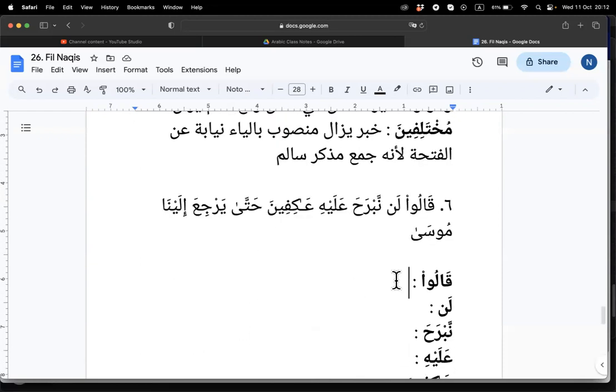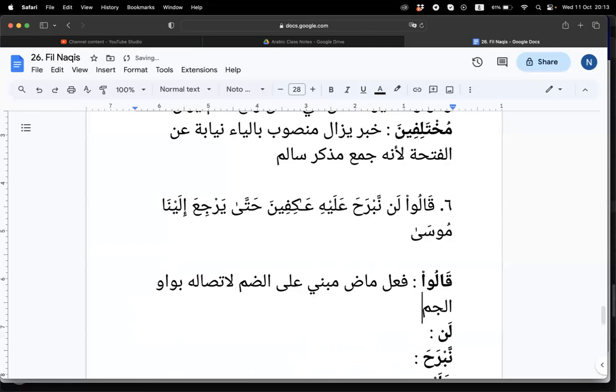One more. Kalu, fi'il madi mabni ala dom. Good. Then we say walu: the waw is not before that, litisolihi bi wau jamaah. Yes. And then we talk about the wau jamaah itself. The waw, domir mutasil fi mahali rofa fa'il. Good. Yes.